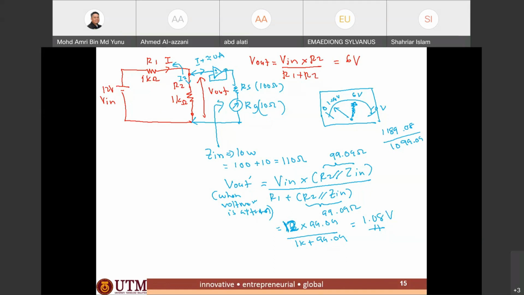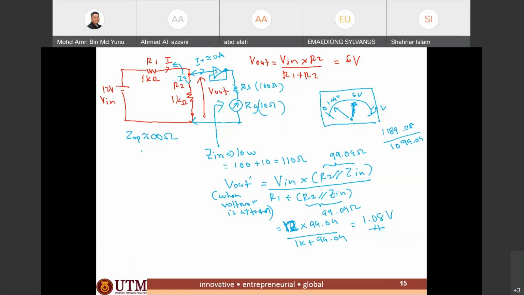Okay, and how do we prove that the output, when we include this buffer, will be close to the actual calculation? So remember that a buffer, or op amp, has Z input impedance that is literally high, infinity ohm.